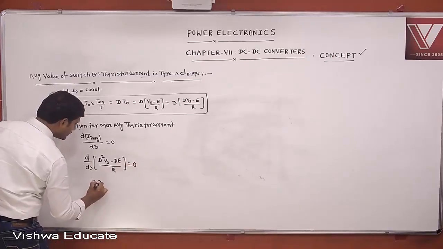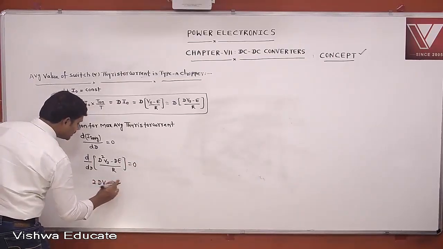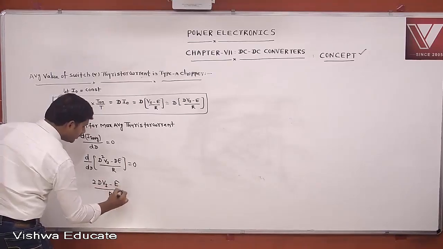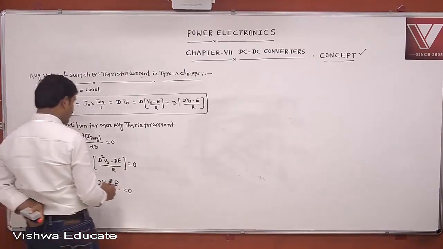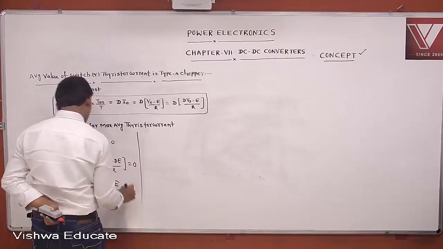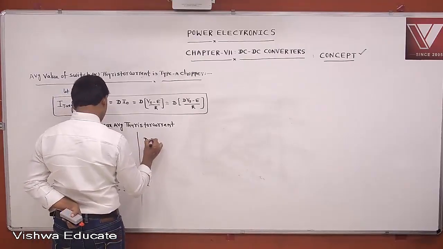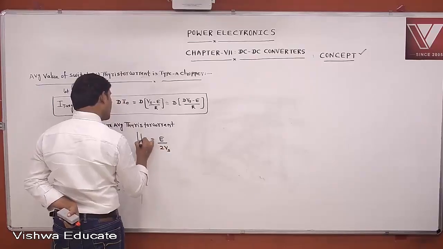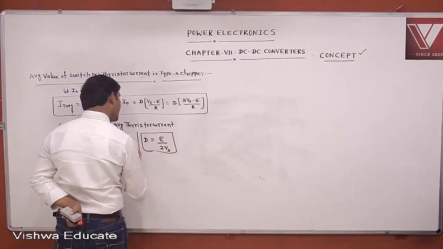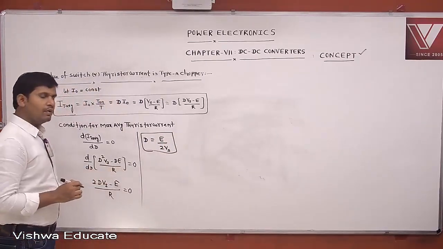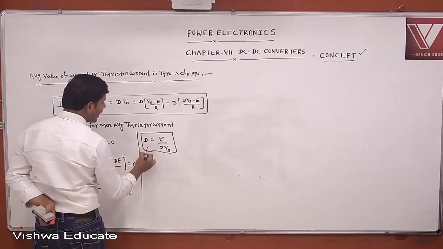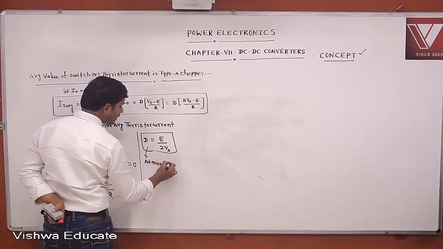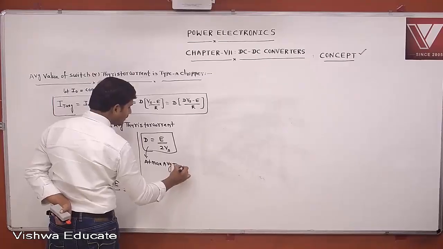Then 2D Vs minus E by R is equal to 0. Then from this we can get duty cycle equal to E by 2 Vs. This is the duty cycle at maximum average thyristor current.